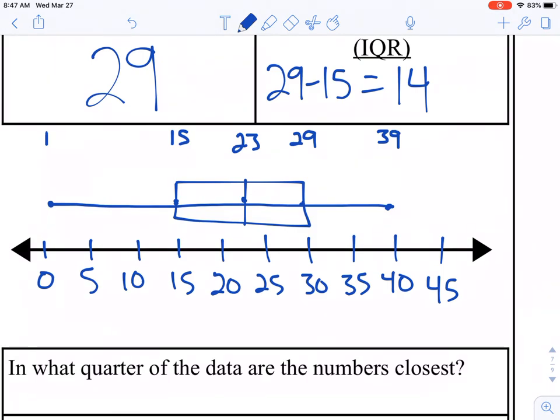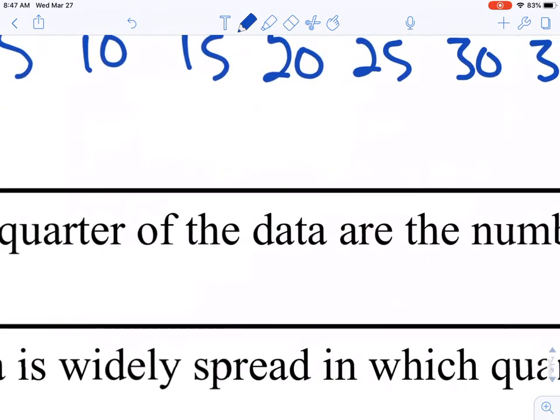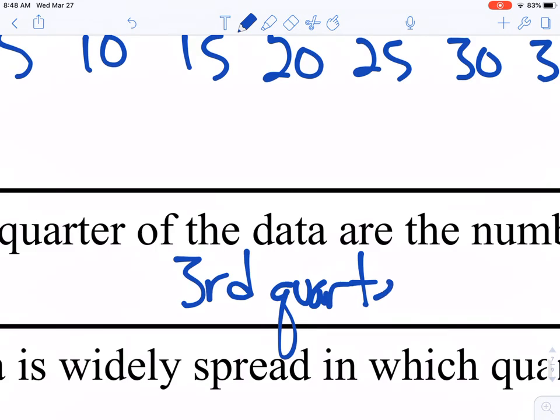So like between the 1 and the 15 there's 14 in between. Between 15 and 23, there's 8. So 8 means those are closer than 14. But let's keep going. So between 23 and 29, that's 6. And then 29 and 39, that's 10. So in what quarter are the numbers closest? That would be the smallest number, 6. So that is the third quarter where the data is closest together.